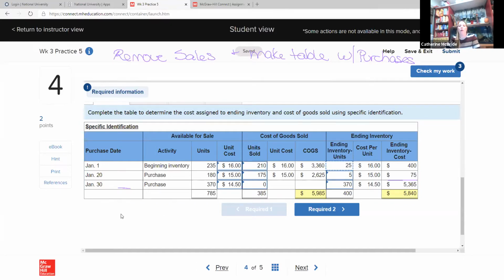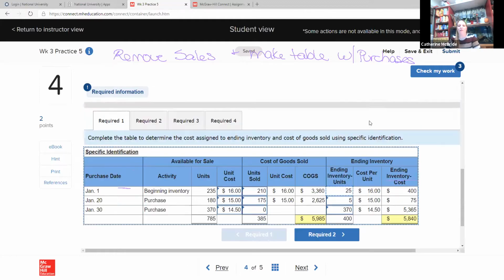Okay, so this is specific identification. And what this tells me is that on my balance sheet, my ending inventory would be 5,840, and my cost of goods sold would be 5,985. Okay? Yes, sort of. You guys are tired.